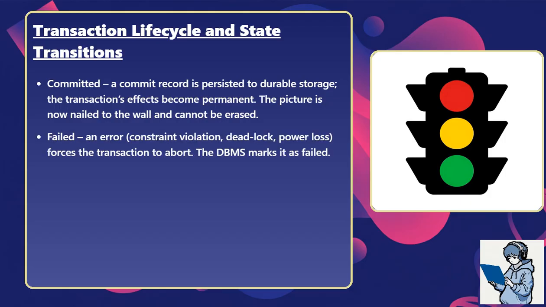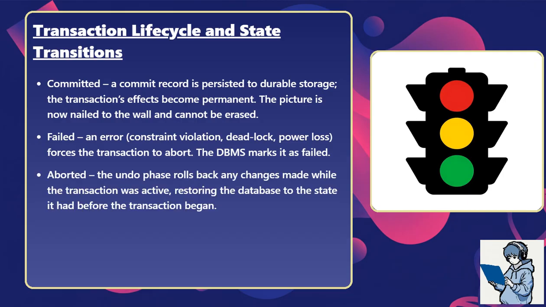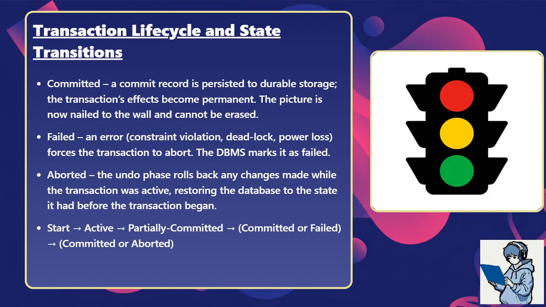Failed: an error such as constraint violation, deadlock, or power loss forces the transaction to abort. The DBMS marks it as failed. Aborted: the undo phase rolls back any changes made while the transaction was active, restoring the database to the state it had before the transaction began. Start to active, to partially committed, to either committed or failed, to either committed or aborted.